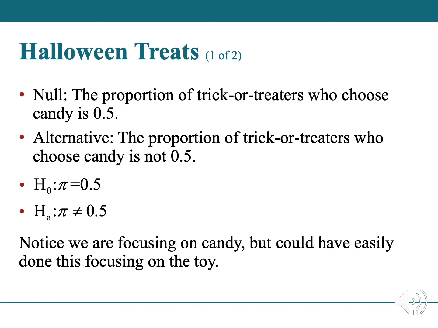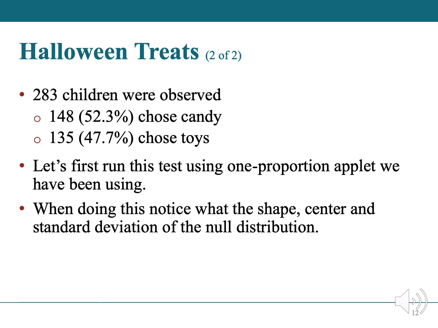Okay, so let's look at the results then. The results were that 283 children, 148 of them chose candy and 135 chose toys. Okay, so that's not 50%, it's something different. So let's use the applet and just the way we did using the simulation and see what we have and see what we got with the null distribution and the standard deviation.